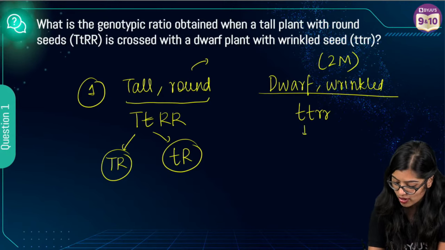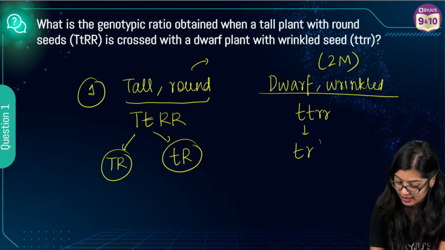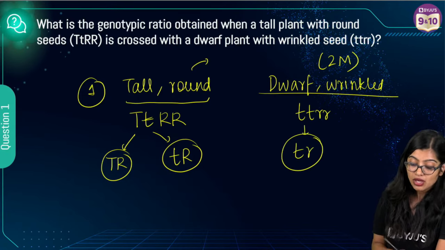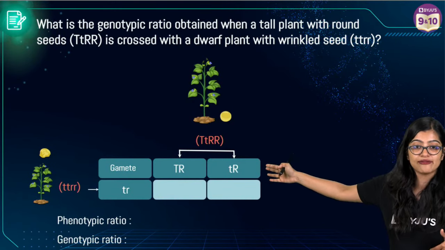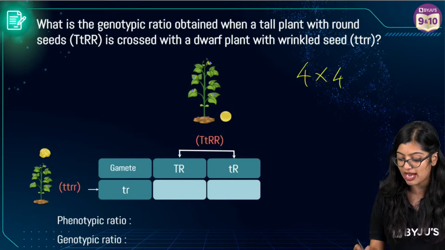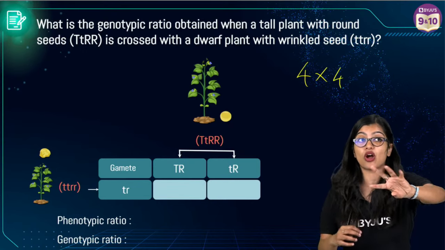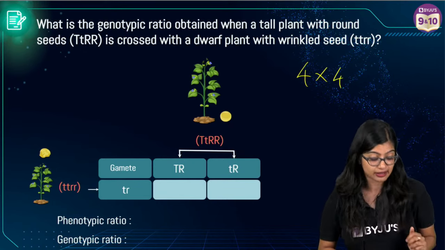Now, in this case, what are you going to get? What are your gamete combinations? Both are homozygous, so we know that at the end of the day, this is what you are going to get. So when you are crossing, your cross will not have 4 by 4 combinations. It will not be 4 by 4 because it is based on your law of independent assortment, right?